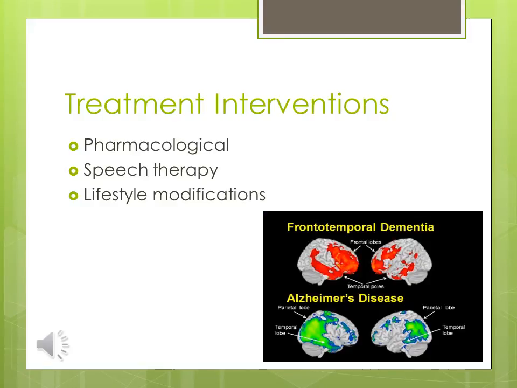There are different treatment interventions for a patient with FTD. There are pharmacological interventions. They can also have speech therapy, and there's also lifestyle modifications that can be made. And again, the picture just here kind of represents the differences between FTD and Alzheimer's disease and where it affects the brain.